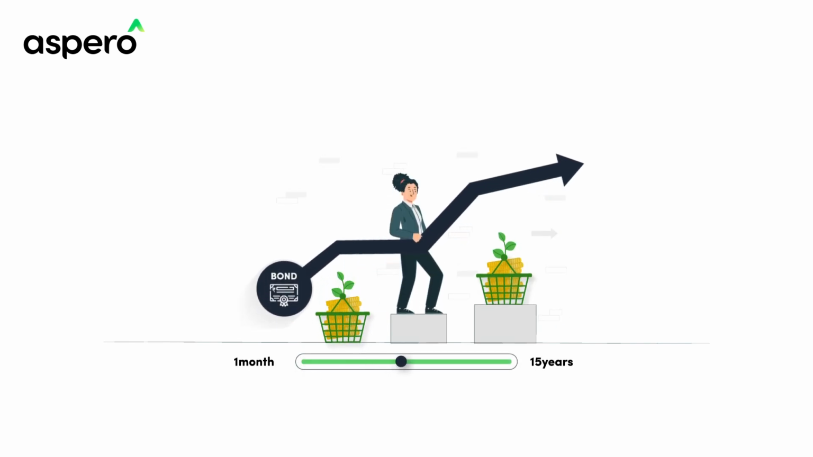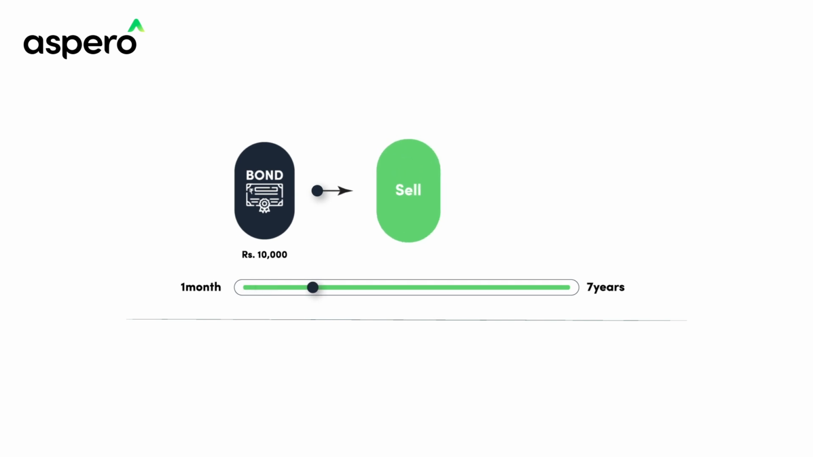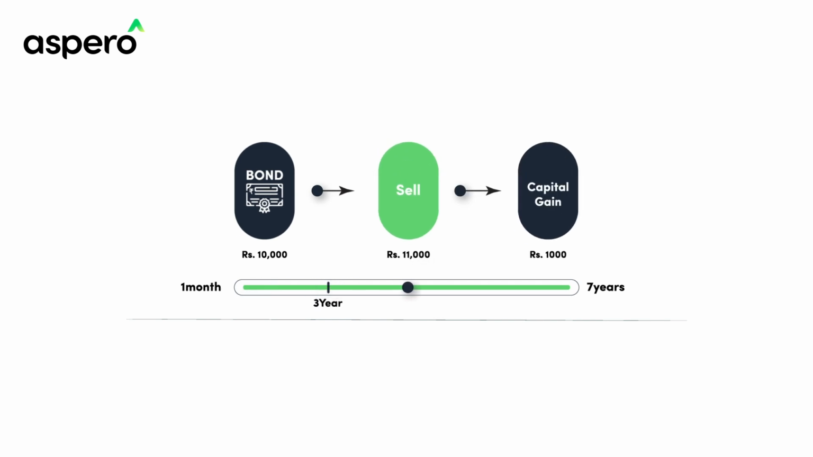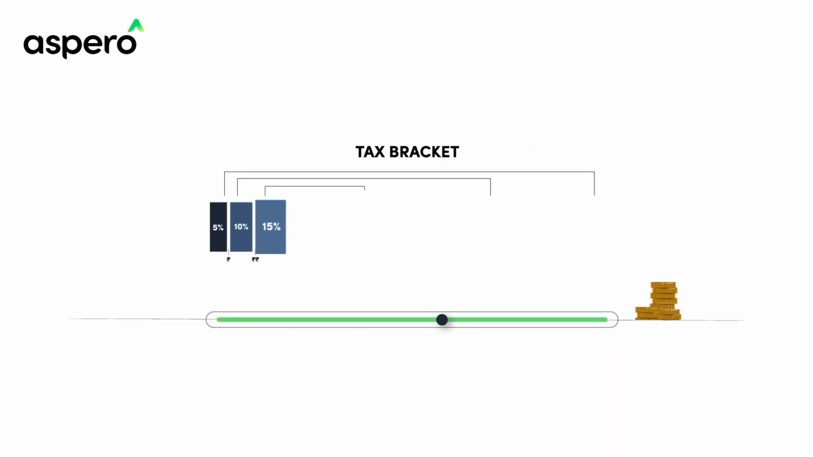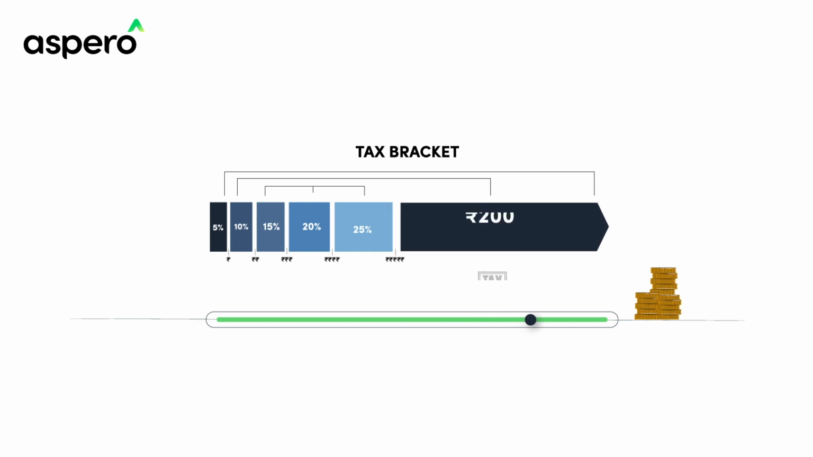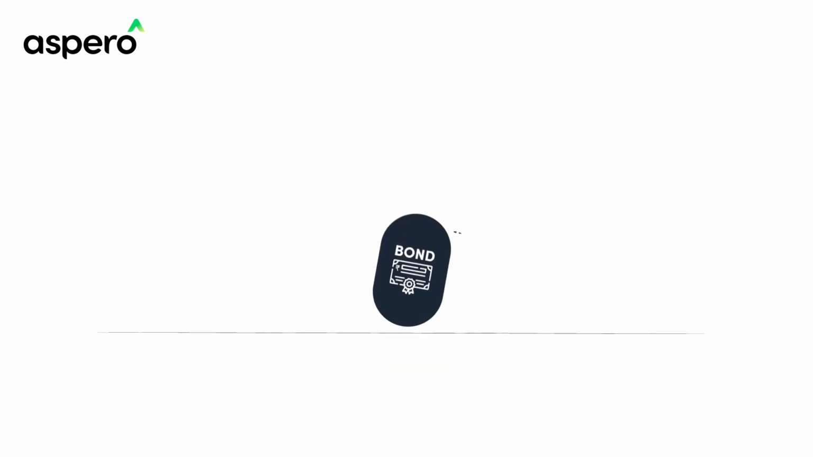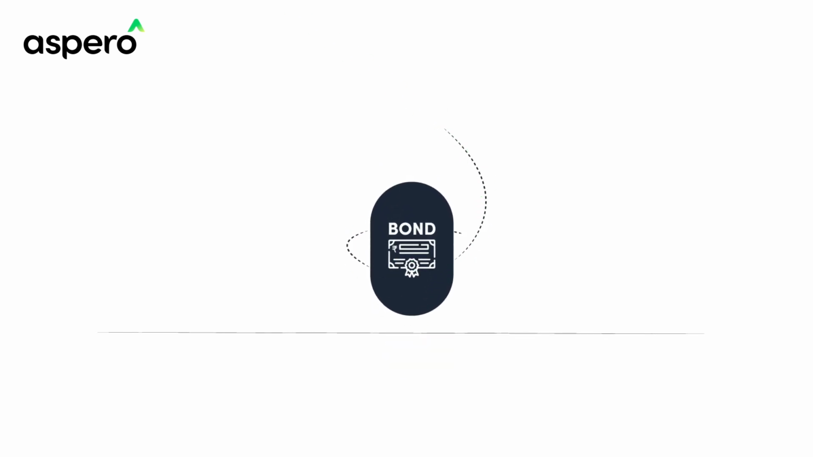on the profit. The amount of tax you owe will depend on how long you held the bond. For example, if you sell the bond bought at Rs 10,000 after 3 years for Rs 11,000, you'll have a capital gain of Rs 1,000. The capital gain will then be taxed at a lower rate, so you'll owe Rs 200 in tax. There are a few types of bonds that are exempt from taxation.